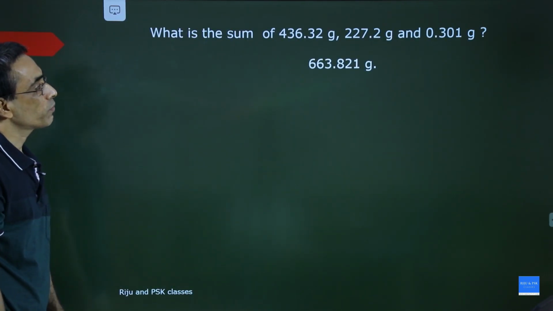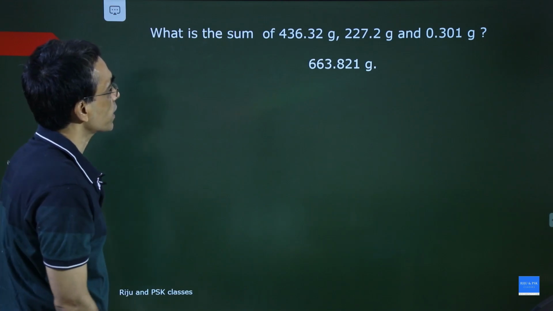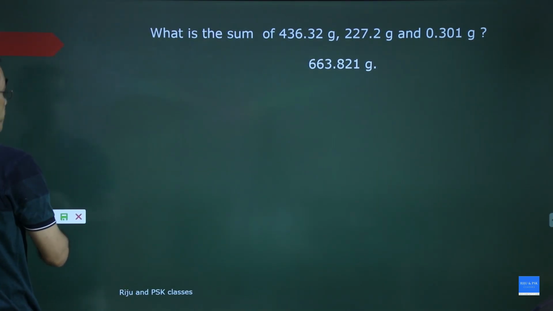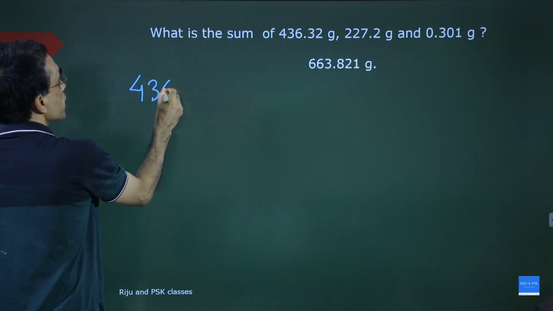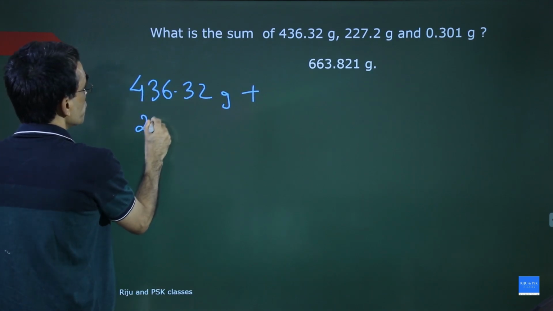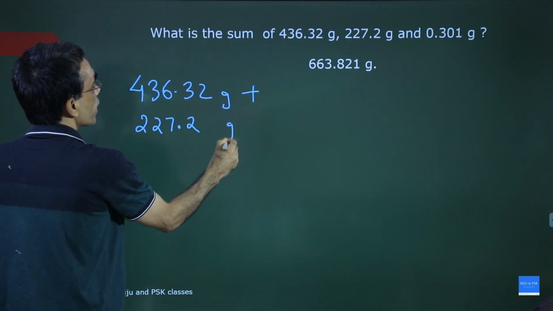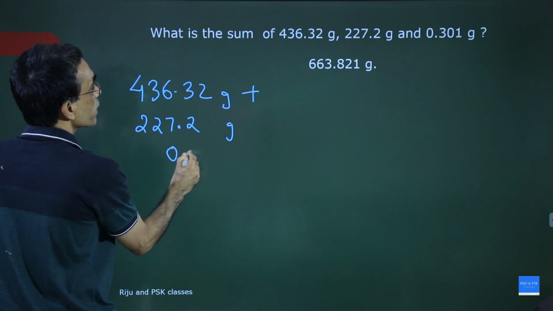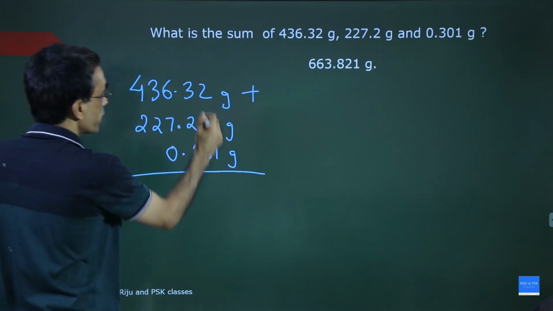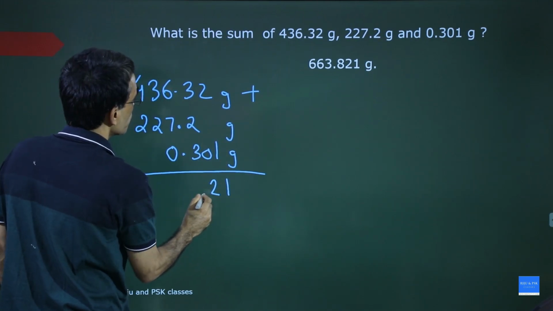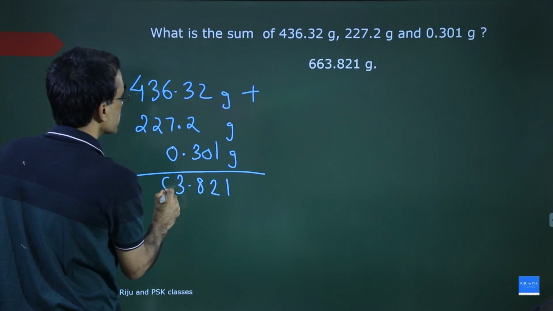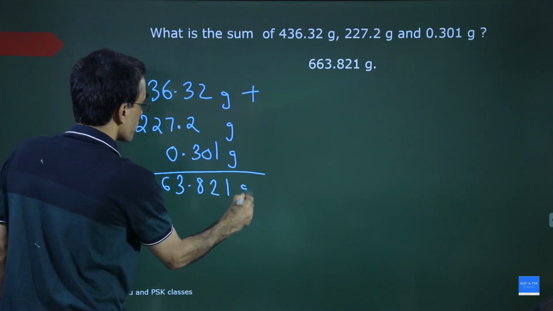What is the sum of these 3 numbers? If you add them, what do you get? If you add 436.32 gram plus 227.2 gram plus 0.301 gram. Okay, so you'll get it as 663.821. This many grams.